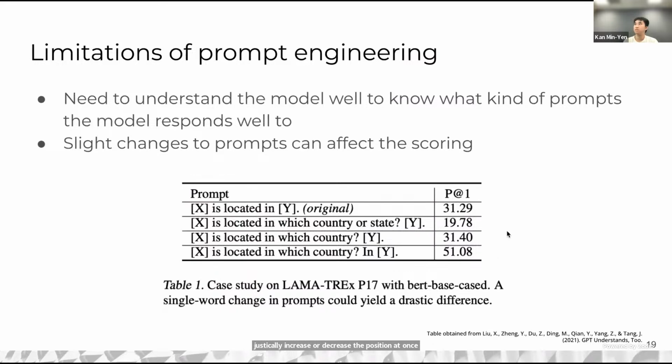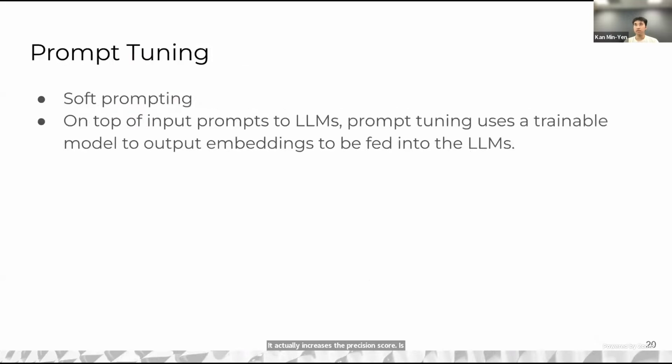Taking a closer look at this table, from the original prompt that did not ask any question, for example, if we added additional words such as "or state", it actually decreased the precision scoring. However, asking the same question without the "or state" and adding in one additional word, y, this y is the target, it actually increases the precision scoring instead. So to tackle the limitations of prompt engineering, we can consider prompt tuning. Prompt tuning uses a trainable model to output embeddings into the large language models.